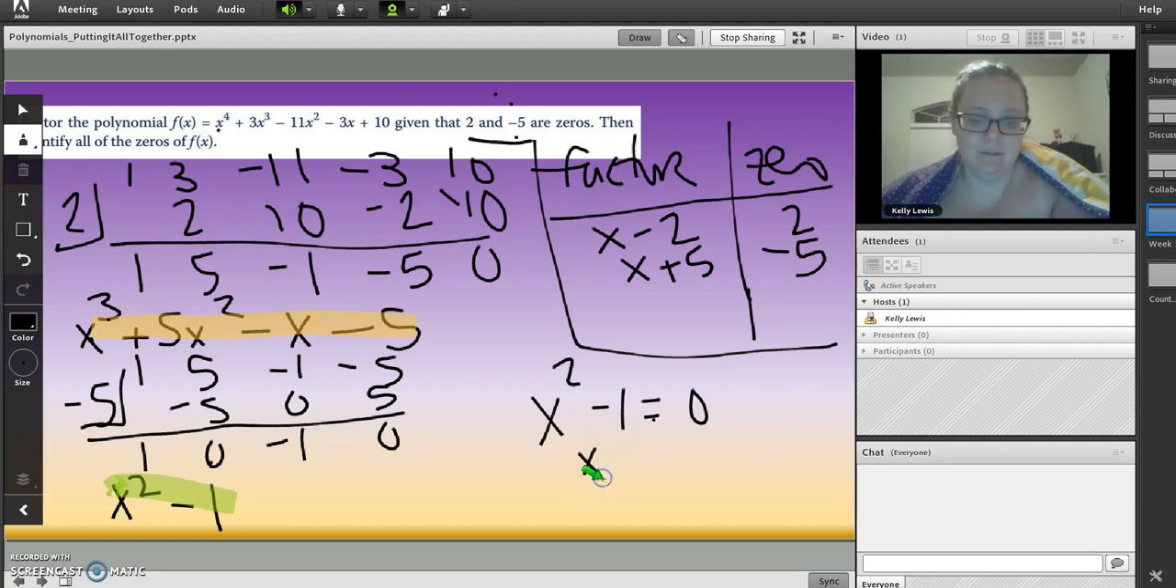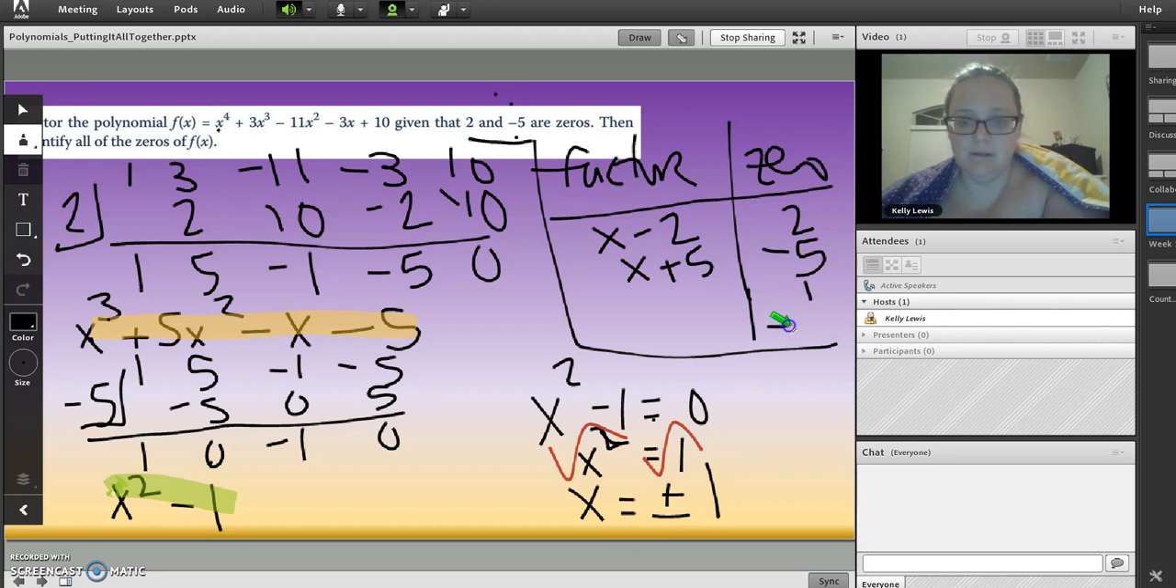So we would add 1 to both sides. And then you would take the square root. And so you get x equals, and when you take the square root, you put plus minus, and then the square root of 1 is 1. So you get 1 and you get negative 1. So that means the factors are x minus 1, x plus 1.